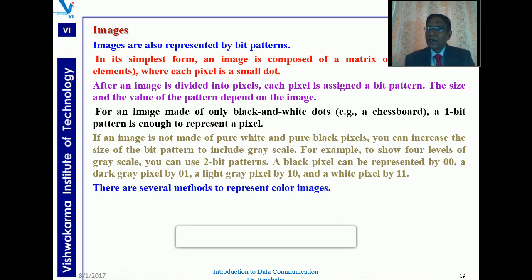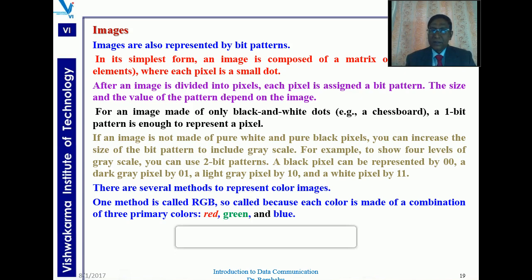To represent a color image, there are different methods. One method is called the RGB method because it uses 3 primary colors: red, green and blue. How it is represented using color images is out of the scope of our communication. That part we may be able to see in image processing.